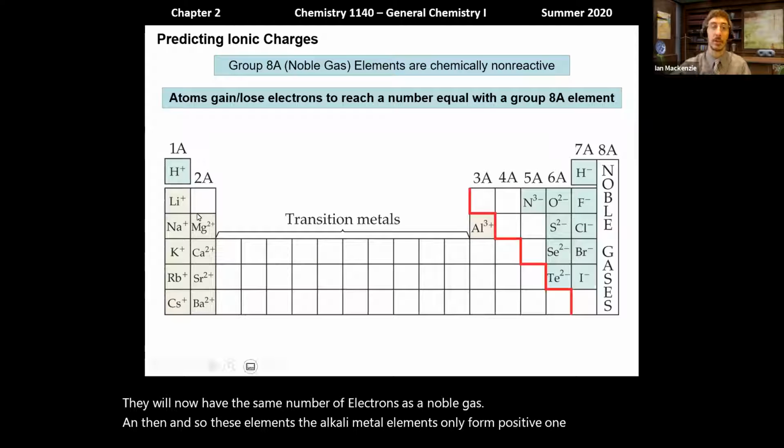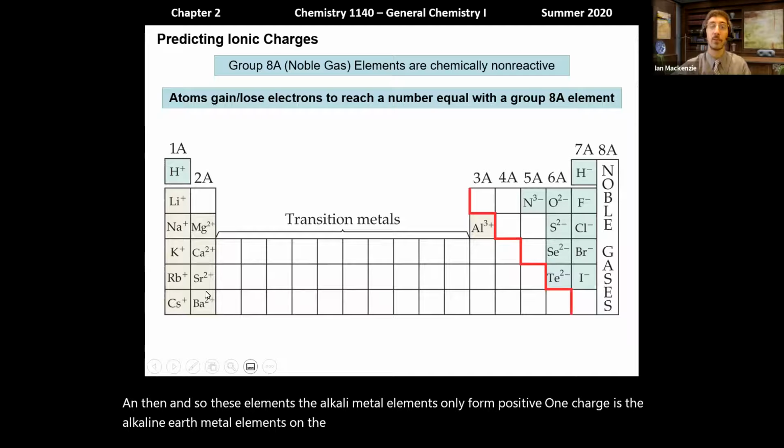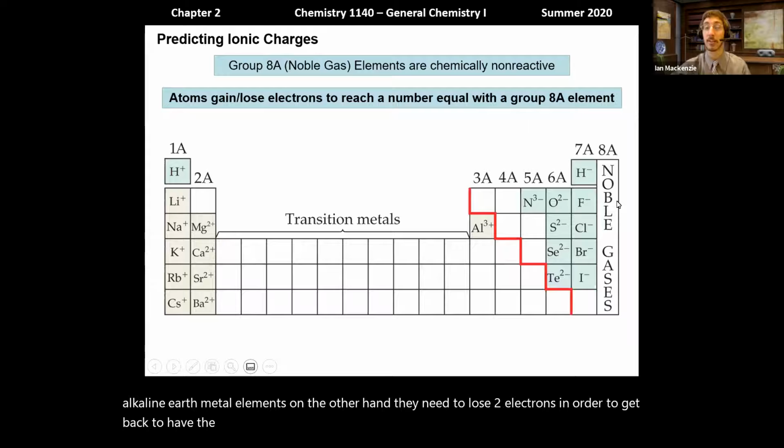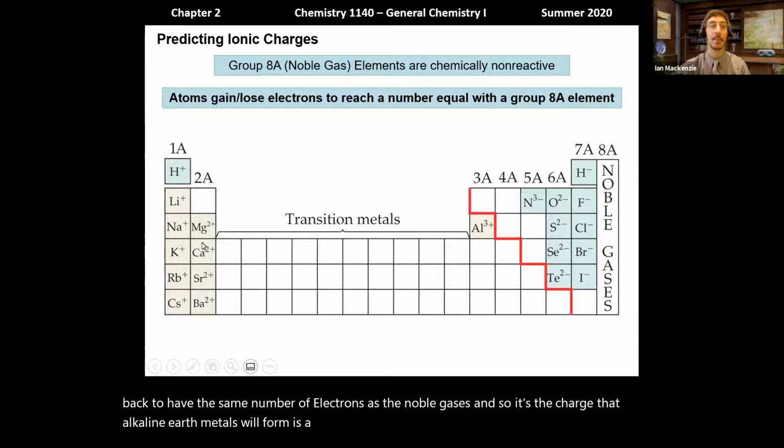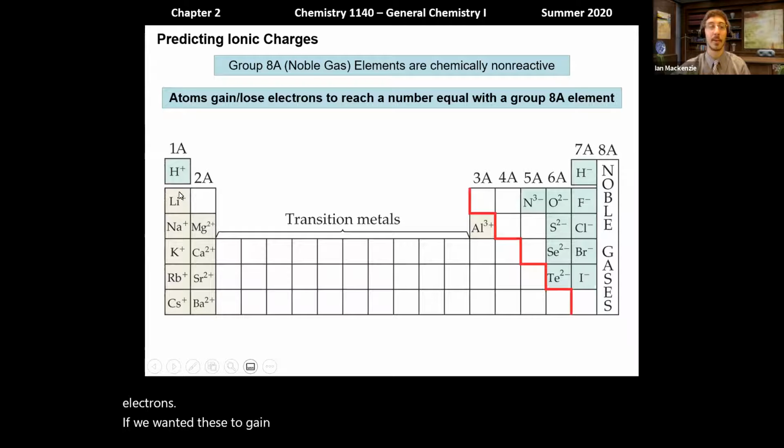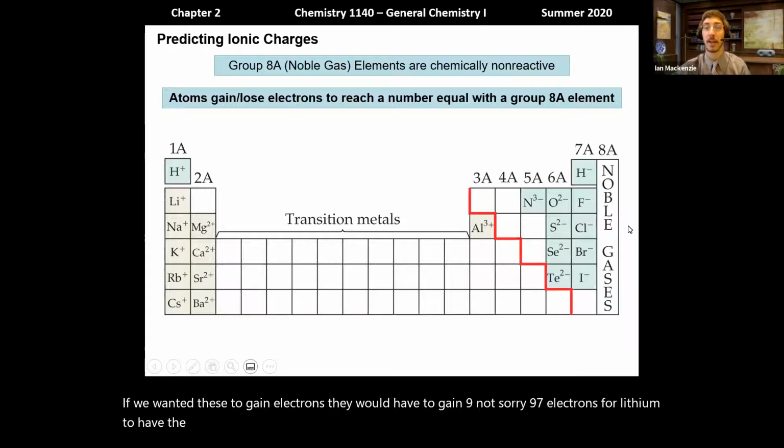The alkaline earth metal elements, on the other hand, need to lose 2 electrons in order to have the same number of electrons as the noble gases. And so the charge that alkaline earth metals will form is a +2 charge. Again, these are metals, so they lose electrons. If we wanted these to gain electrons, they would have to gain 7 electrons for lithium to have the same number of electrons as a noble gas. It's much easier to lose 1 electron than it is to gain 7.